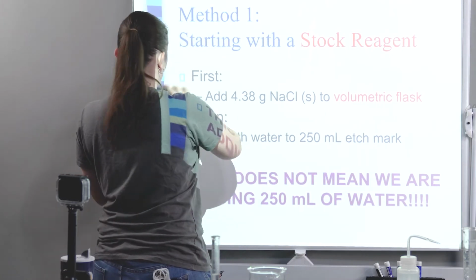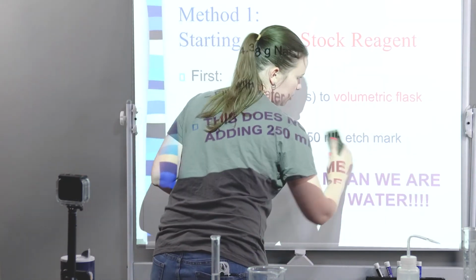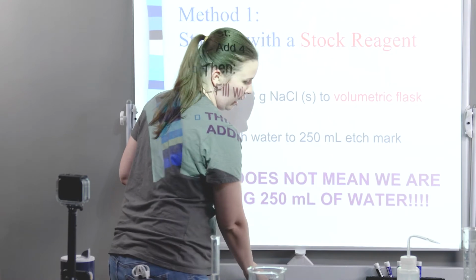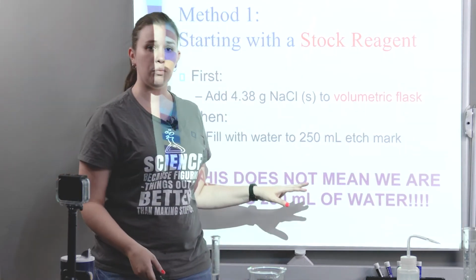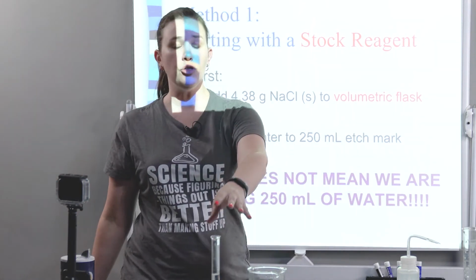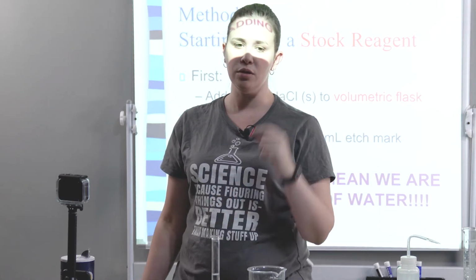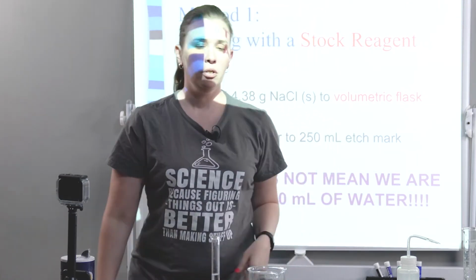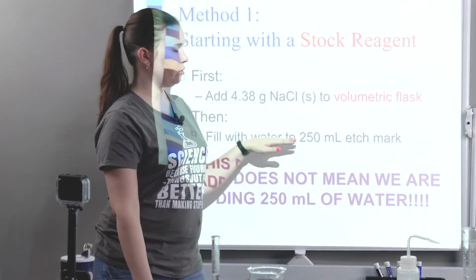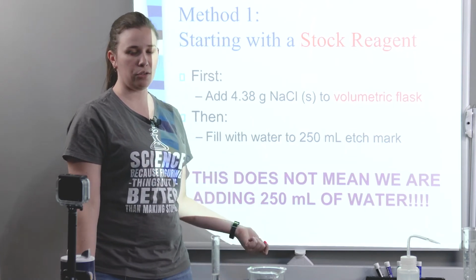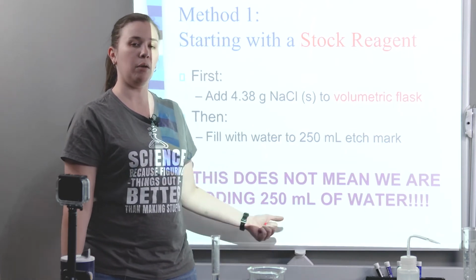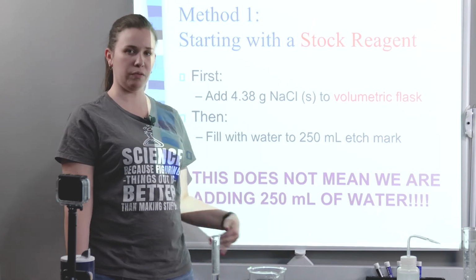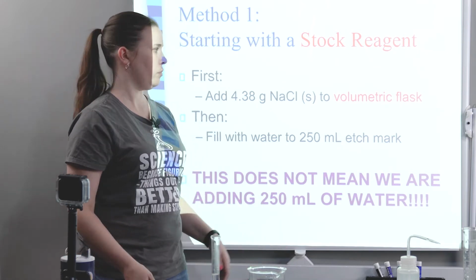Biggest mistake I hear with people describing how to do this is saying that we would add 250 milliliters of water. This is a total 250 milliliters, and we put the salt in first. So that's going to then be a total volume of solution, not 250 milliliters of water. That would be too much water. That 250 is supposed to include the salt too.